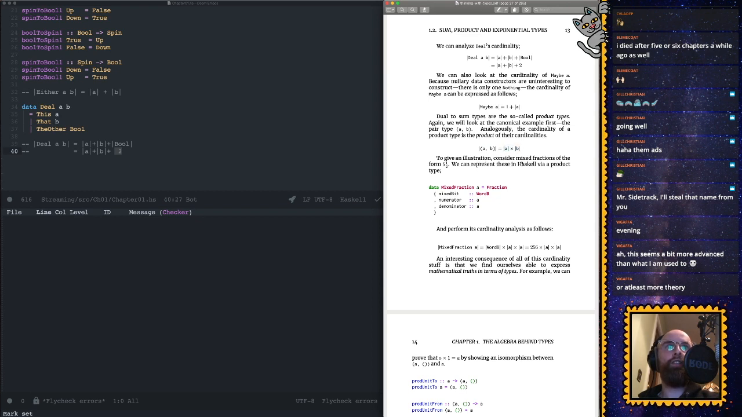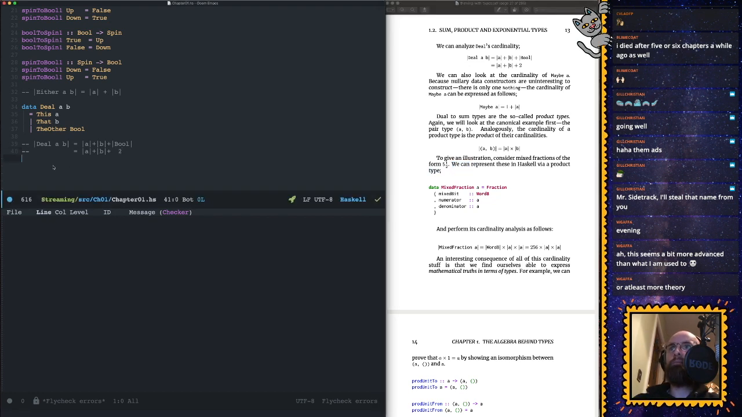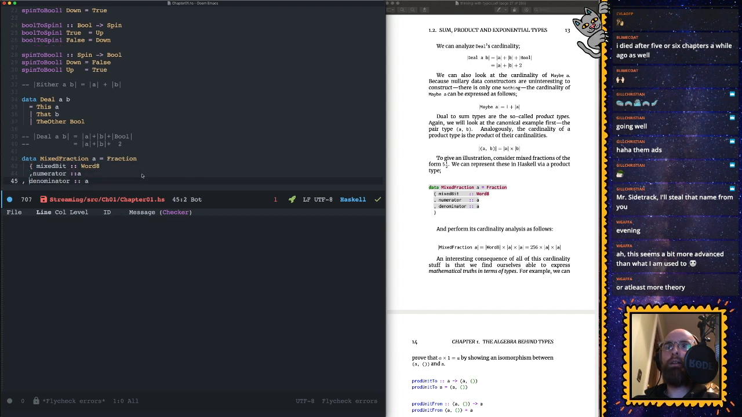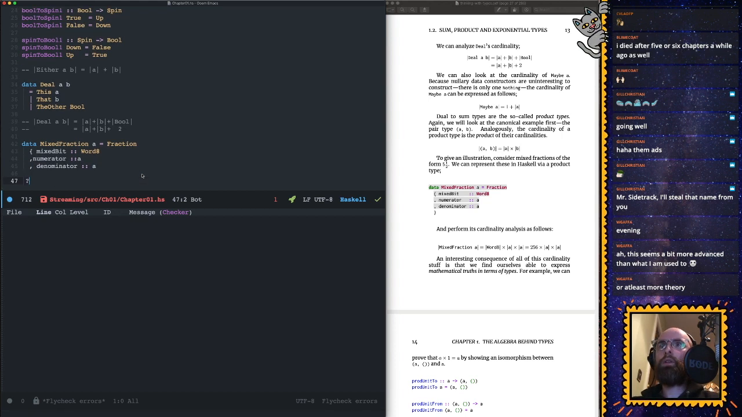To give an illustration, consider mixed fractions of the form 5 and a half. We can represent them in Haskell via product types. Okay, let's try and do this then. Follow along. It's probably quicker to not copy it, because it copies a bit weird, but it's cool. We'll get it going. I'm missing a value, which is cool. So you do that, delete one, and it gets rid of them both.